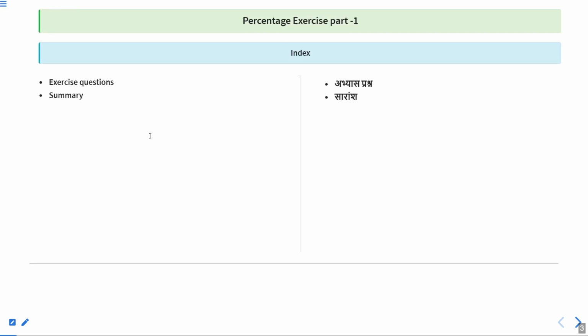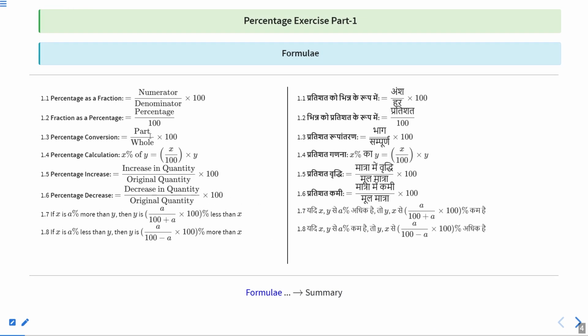Okay. Now in our index, exercise questions and summary. First we will see some formulas. Now the first formula: how to change a fraction into a percentage. When the numerator is multiplied by 100 and divided by the denominator, we get the percentage value. In the same way, if you have a percentage, just divide the number by 100 and you get the fraction value. Now, percentage conversion: if you take some part in a whole, then you do part upon whole multiplied by 100, and you get the percentage value.